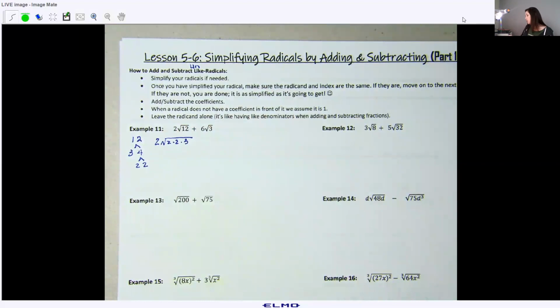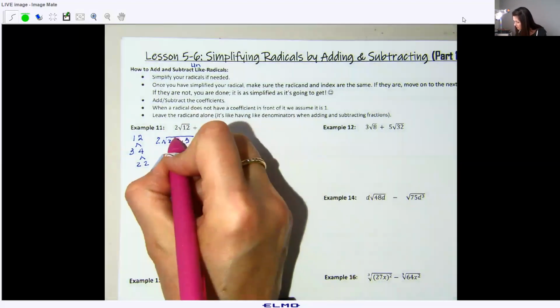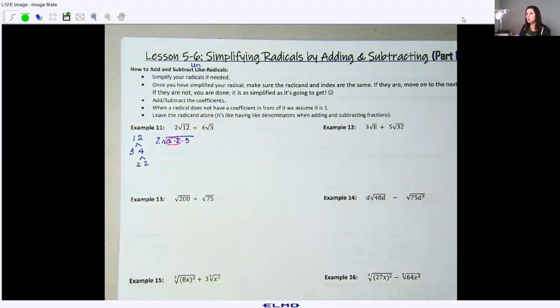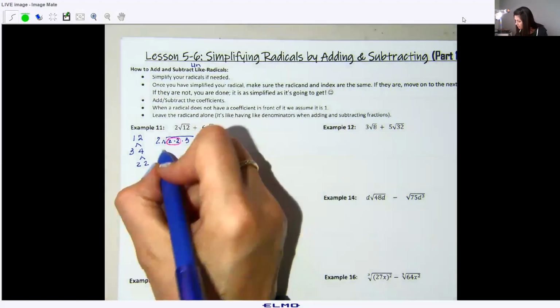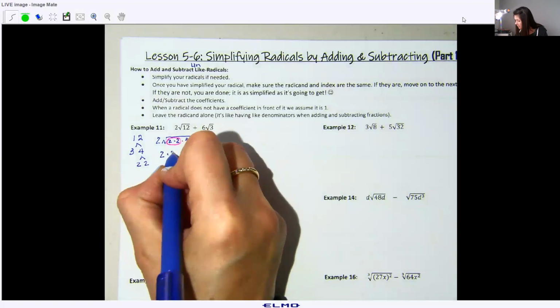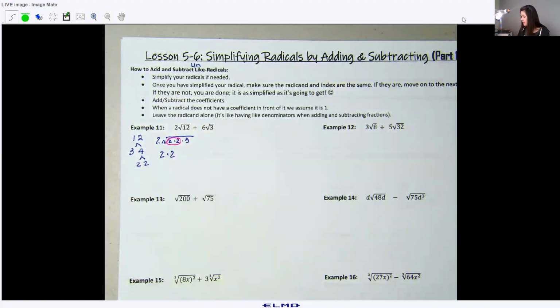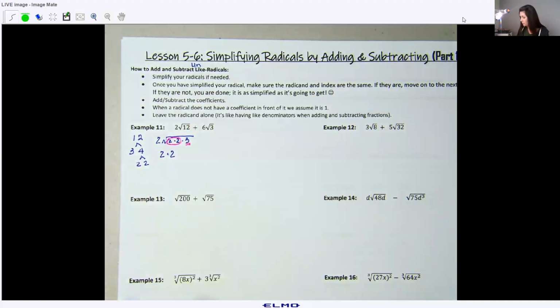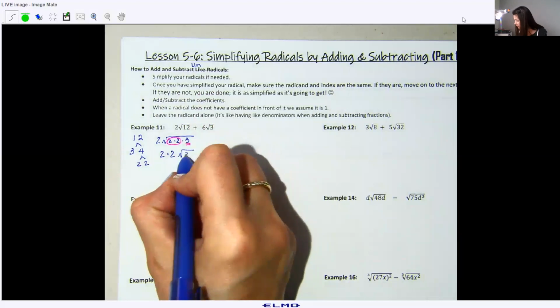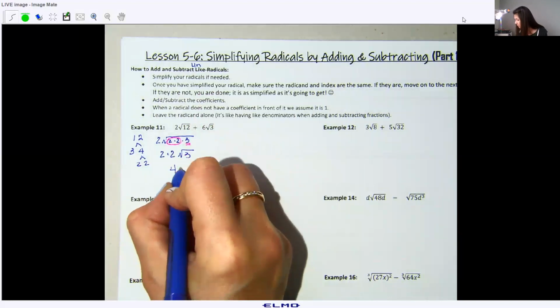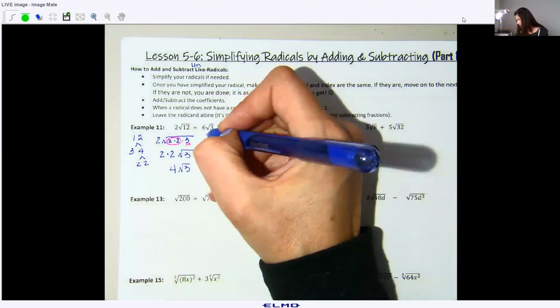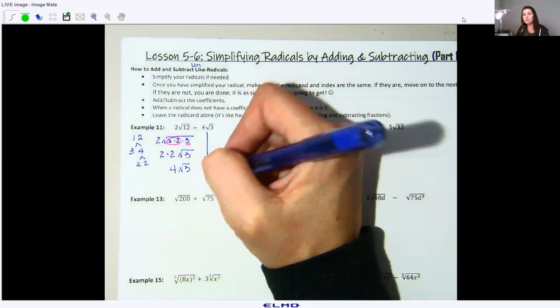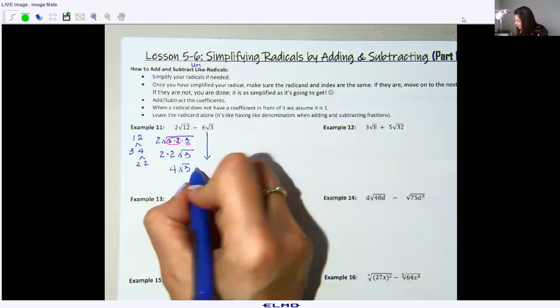Now, if you remember from 5-5, because this is a square root, we're going to pair them in groups of 2. And I only have one group of 2. So we bring that out of the radical symbol and multiply it with the coefficient on the outside. And then we're left with this 3 on the inside. So we just leave that there because it's not paired up with anything. And we end up with 4 square root of 3. And now I'm just going to bring this 6 square root of 3 down because I didn't need to factor it out at all.